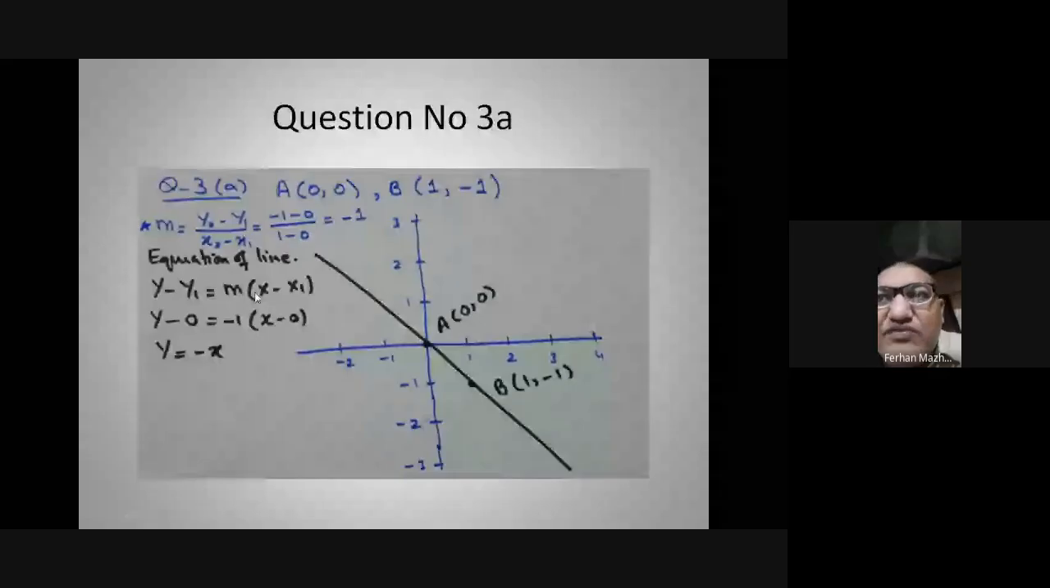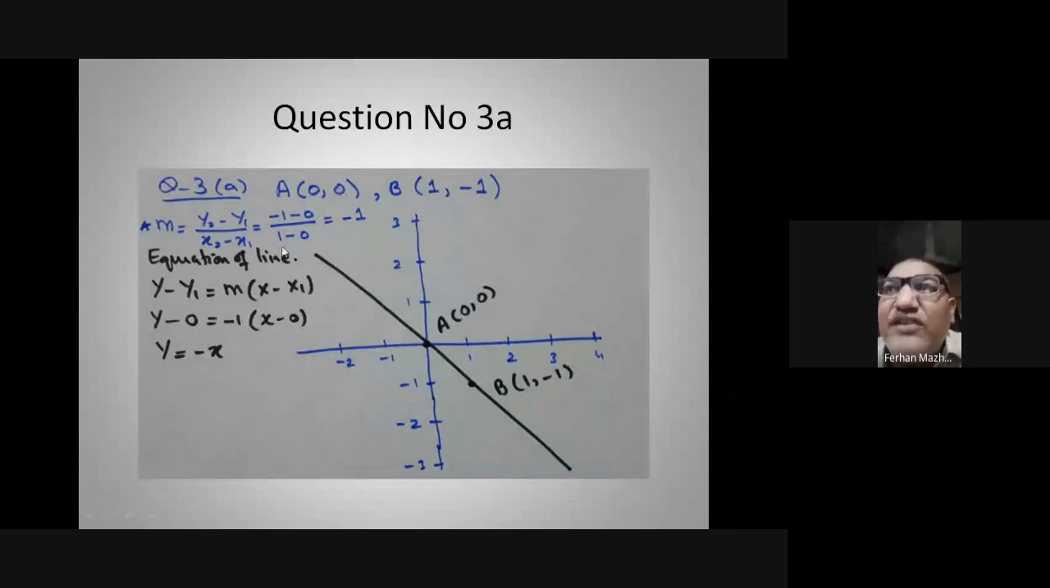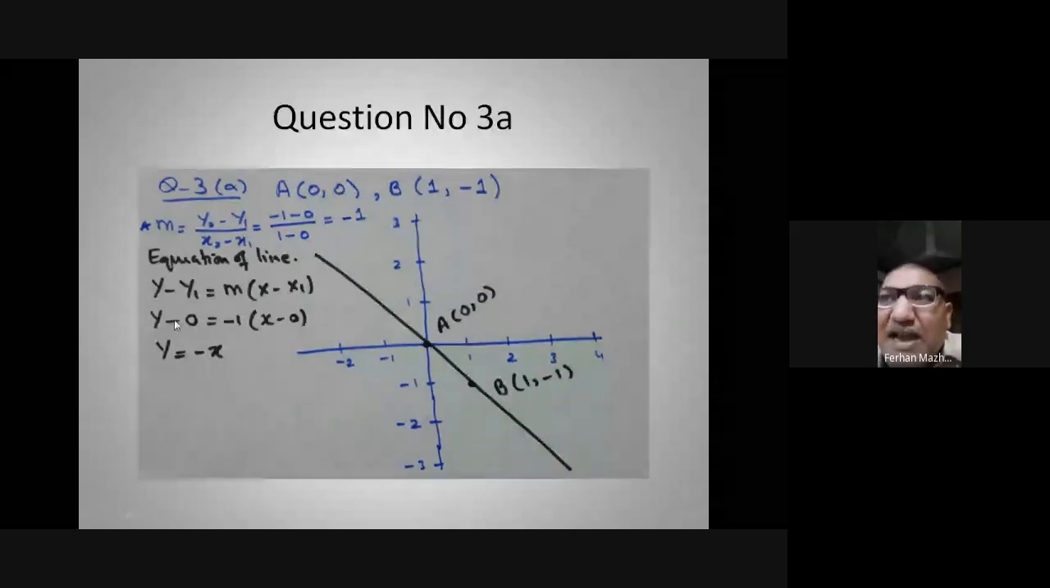I will find the equation of the line AB. The standard formula is y minus y1 equals m bracket x minus x1. Here simply put the value of m, that is minus 1. I will put it here. The y1 value, you can see this first point, is 0. The x1 value is also 0. This x and this y, you are not supposed to touch them. So y minus 0 equals the slope value m, which is minus 1, bracket x minus 0.